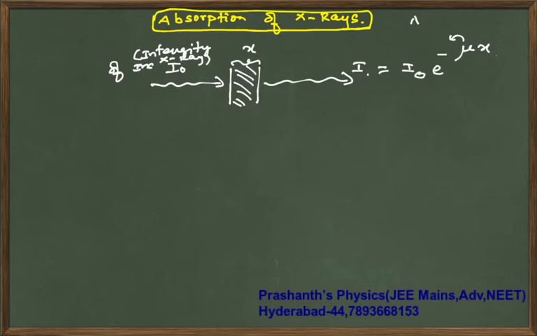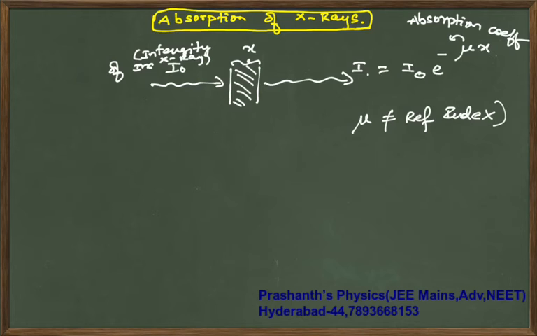This is not refractive index, this is absorption coefficient. Mu is not refractive index here, this is absorption coefficient. So remember this formula, and if any basic questions come, please try to apply this basic relation and get the answer.